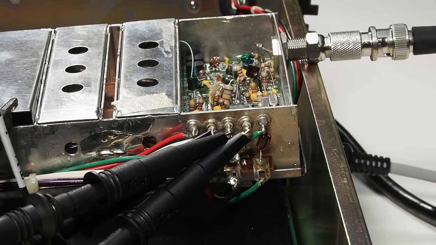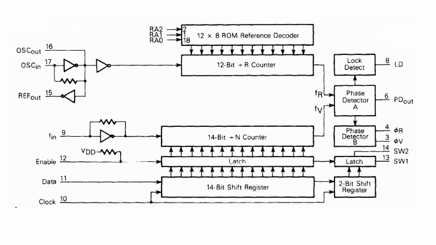Another way is to listen in on how the logic board is configuring the frequency synthesizer, which is controlling the frequency of the local oscillator. The configuration is sent serially, or one bit at a time, into a shift register inside the frequency synthesizer chip.